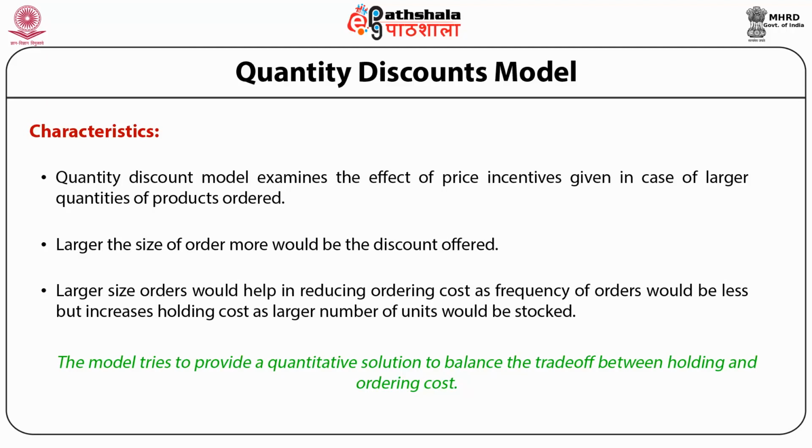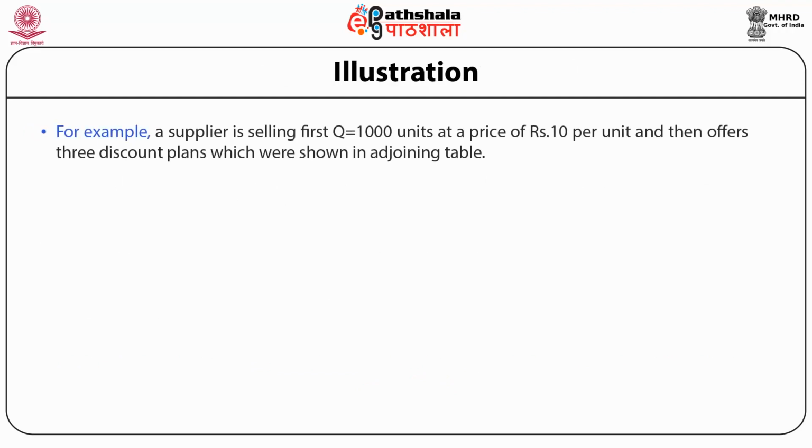Following illustration would help in understanding the working of model. For example, a supplier is selling first Q equal to 1000 units at a price of rupees 10 per unit and then offers three discount plans which are: discount 1, Q equal to 0 to 1000 units, rupees 10; discount 2, Q equal to 1000 to 2000, rupees 9.50; discount 3, Q more than 2000, rupees 9.